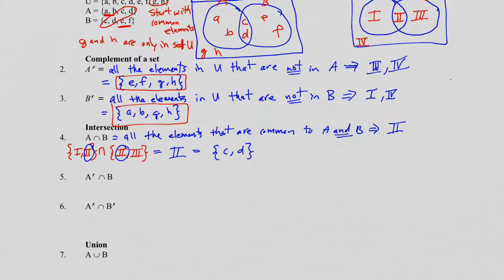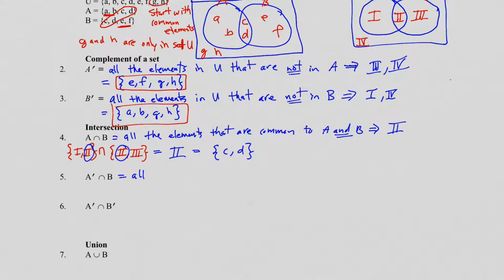Well, I better leave this open. Okay, the next one. So that's the basic idea of intersection. Now we're going to apply that with a complement and an intersection. So we have A complement intersection B, or the intersection of A complement and B. There's another way you can say that.